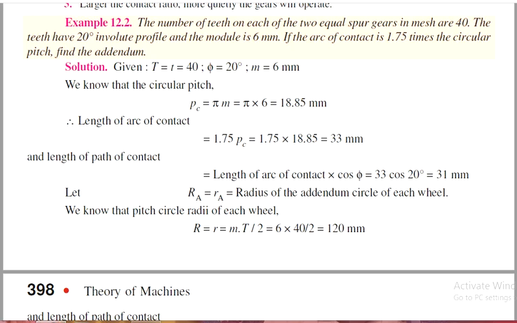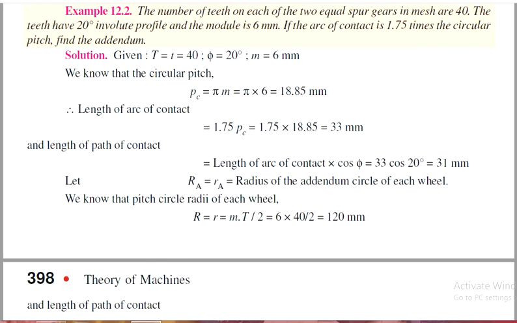Write down the given values. The number of teeth T is equal to 40, the involute angle phi is 20 degrees, and the module m is equal to 6 mm. In the previous topic we found the length of arc of contact as circular pitch into number of pairs of contact, that is, the number of pairs of contact is equal to length of arc of contact by circular pitch. It is a cross multiplication.